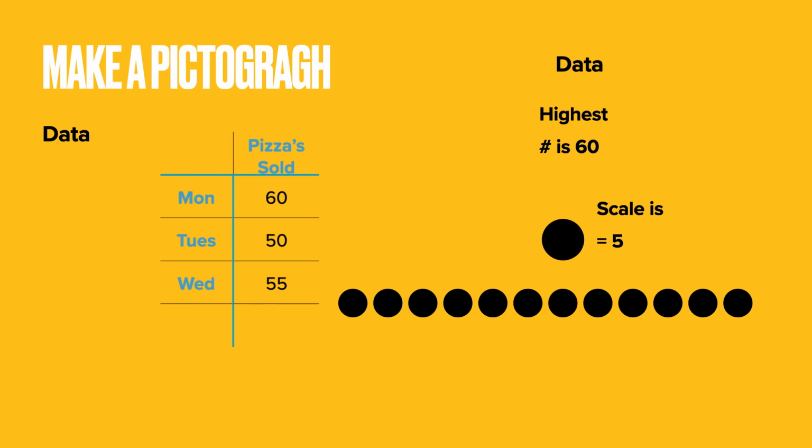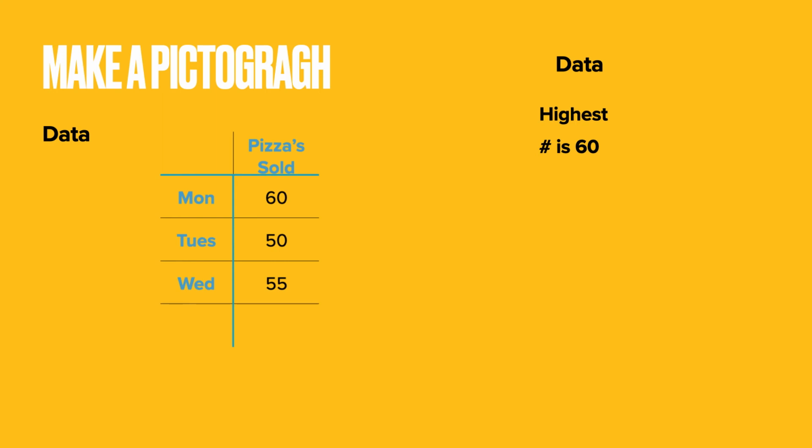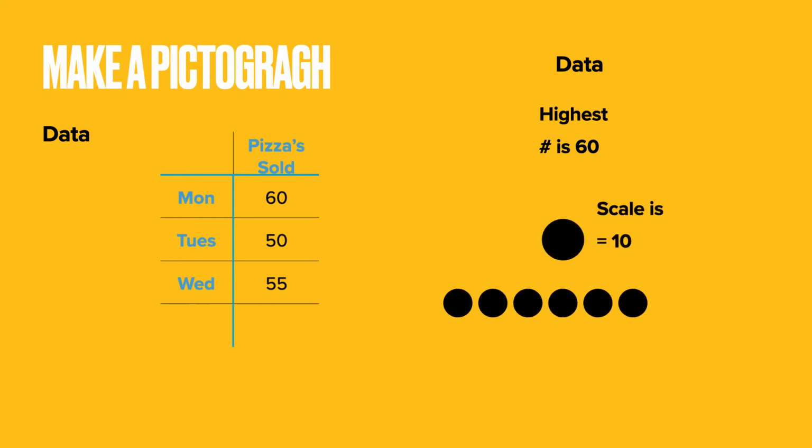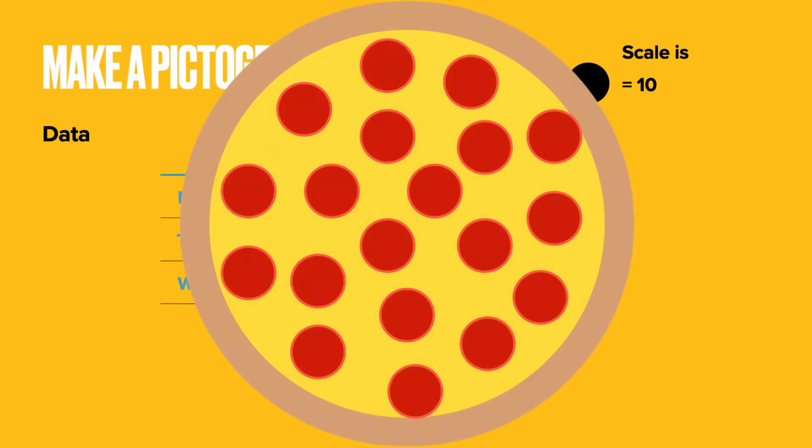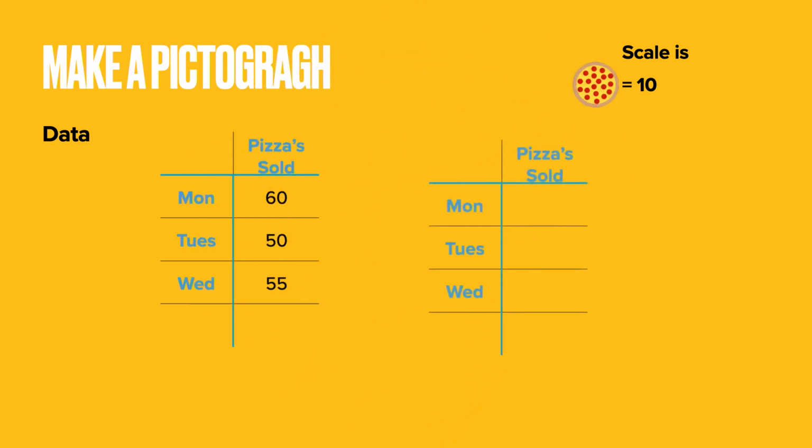So I would say 20 was too high, 5 was too low. I'm thinking 10 is going to be perfect. So if I use 10, then I'm going to get 6 symbols for Monday, and that will probably work best. Let's work with the scale is 10. Also, my circle is a pretty good symbol, of course, for pizza, but how about I use an actual pizza symbol? I think that would probably work the best.